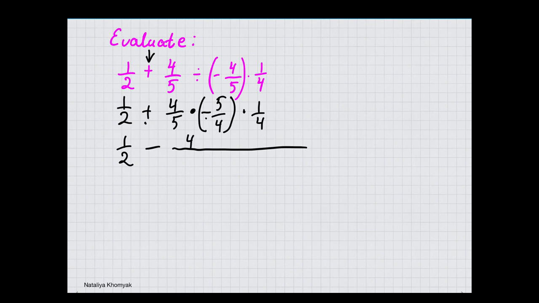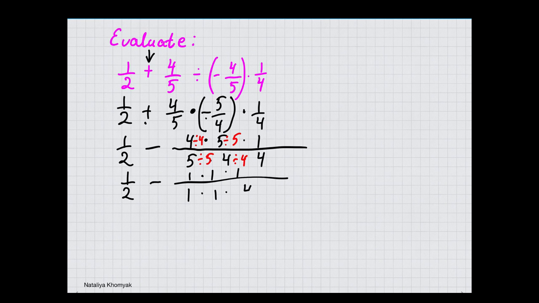Numerator has 4 times 5 times 1 out of 5 times 4 times 4. 4 and 4 can be cancelled by 4. 5 and 5 can be divided by 5. So we have 1/2 minus 1 times 1 times 1 out of 1 times 1 times 4. This becomes 1/2 minus 1/4.